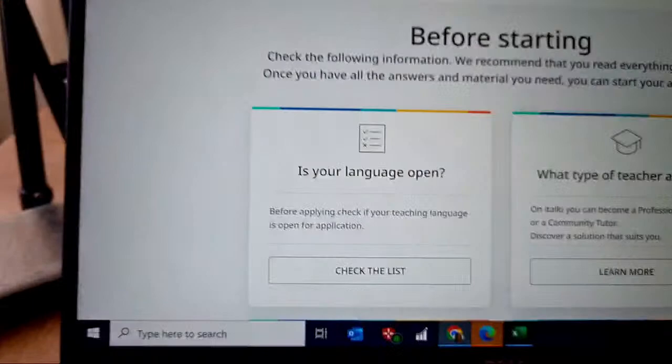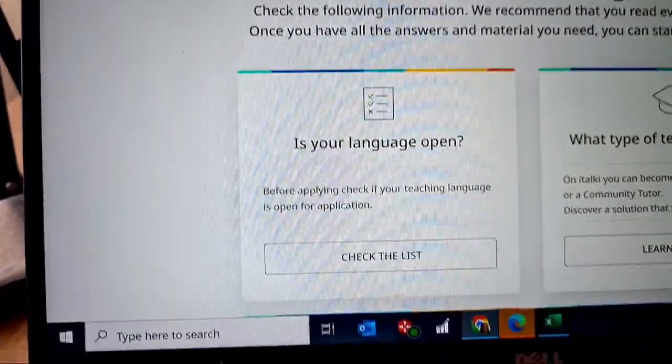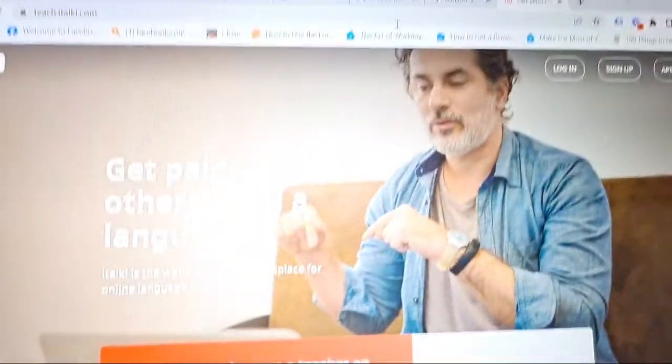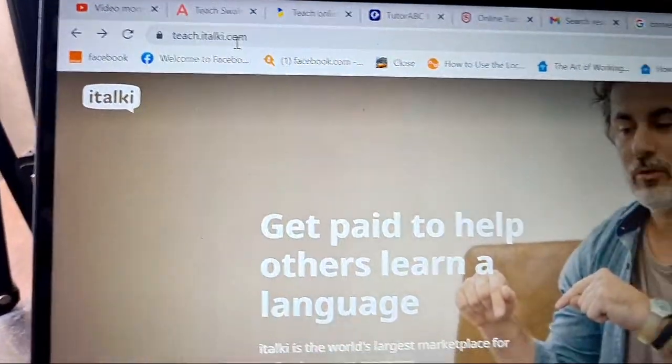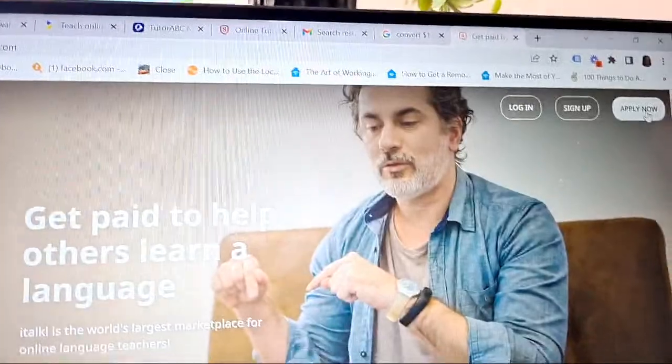So let me see if it's going to allow me to pick the languages. So let's see if, oh yeah, so here it is. I'm right here. Let me just go back so that you can see how to go about it. So you come here, teach.italki.com, and then apply now.